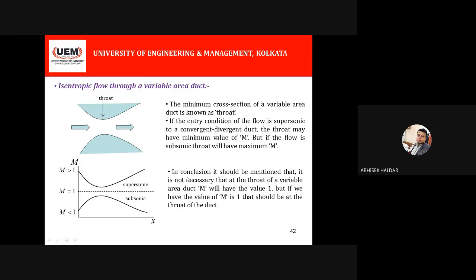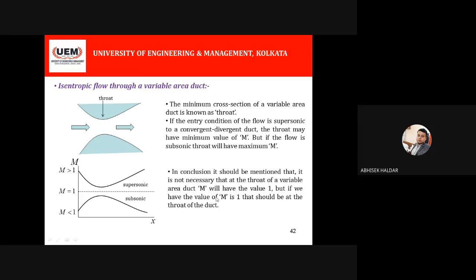In conclusion, it should be mentioned that it is not necessary that at the throat of a variable area duct, the Mach number will have the value of 1. This is basically wrong. If anyone says that at the throat the Mach number is always equal to 1, that is not true, because that is not happening here. You can see it is not touching the M equals 1 line. It may touch, it may not touch. But if it achieves Mach number equal to 1, that should be at the throat.